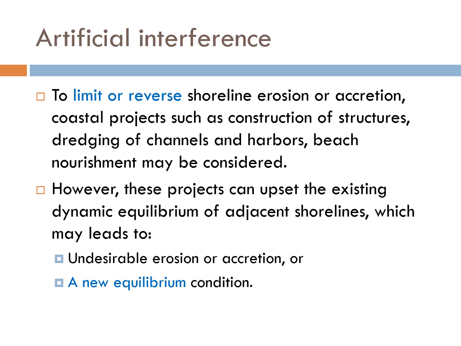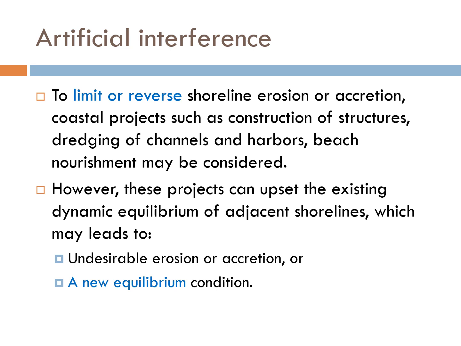To limit or reverse the shoreline erosion or accretion, coastal projects such as construction of structures, dredging, and beach nourishment may be considered. However, these projects can upset the existing dynamic equilibrium of the adjacent shorelines, such that they lead to undesirable erosion or accretion if not properly designed, or they may lead to the development of a new equilibrium condition.